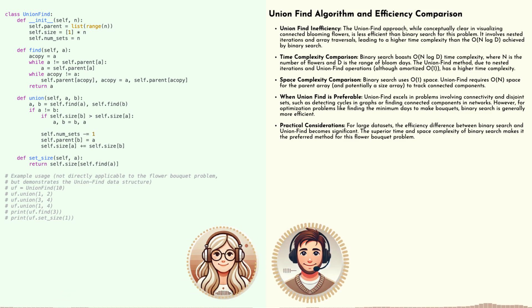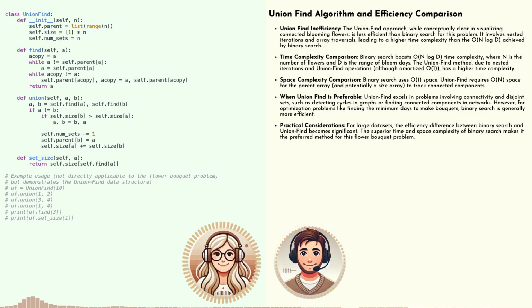And we do this for all the flowers that have bloomed on that day. Then we count up how many separate flower communities we have. Exactly. And if that count is greater than or equal to M, the number of bouquets we need, we know that day works. We can make all our bouquets. Right. But we don't just stop there, do we? Nope. We want the earliest day possible. Exactly. So we keep looking at earlier days until we can't make all the bouquets anymore. We're finding that sweet spot, the minimum day.